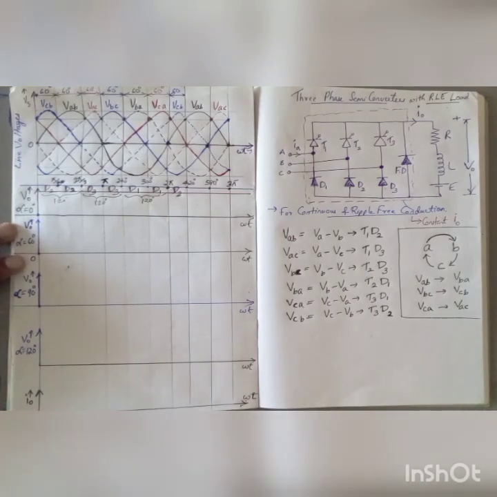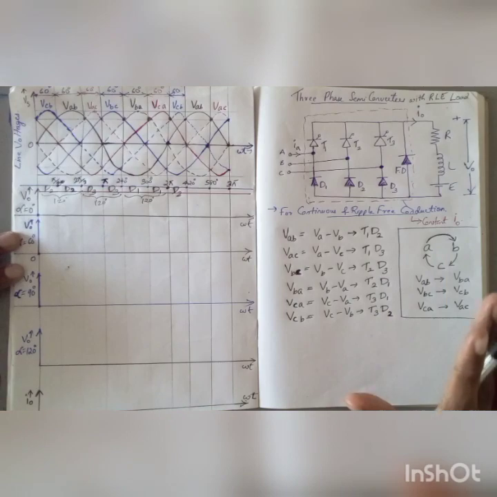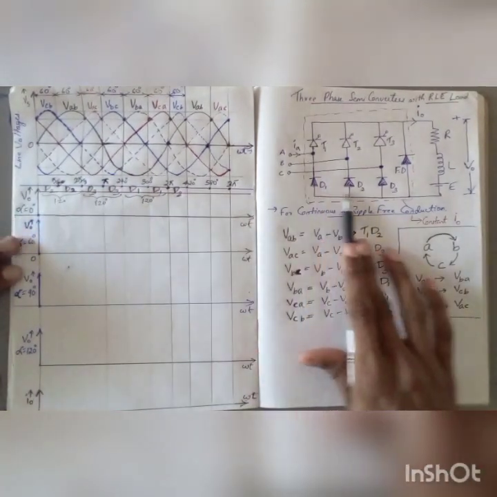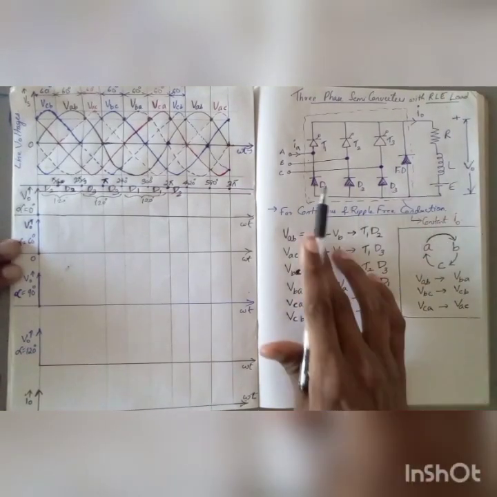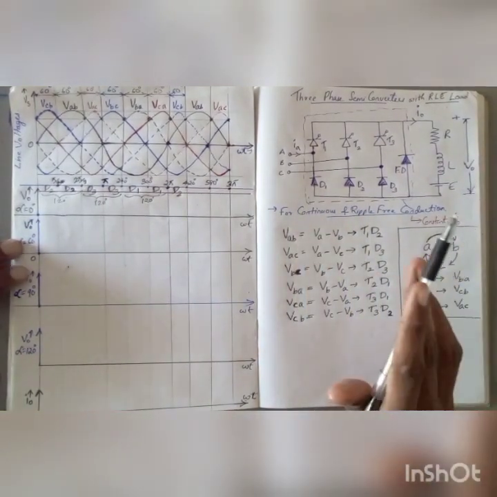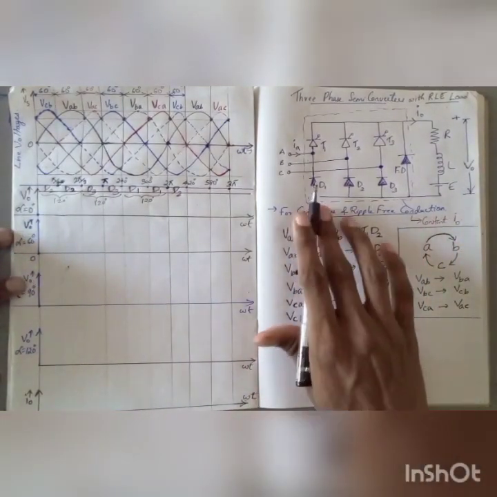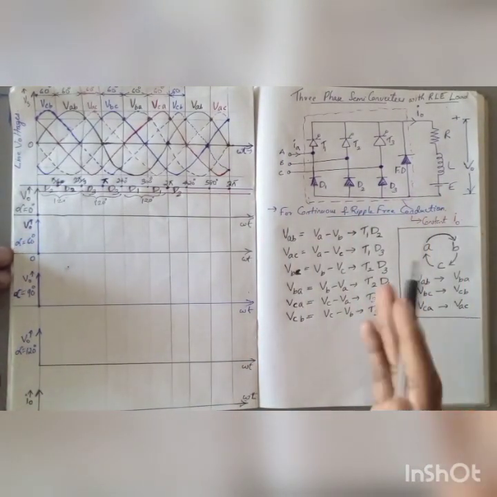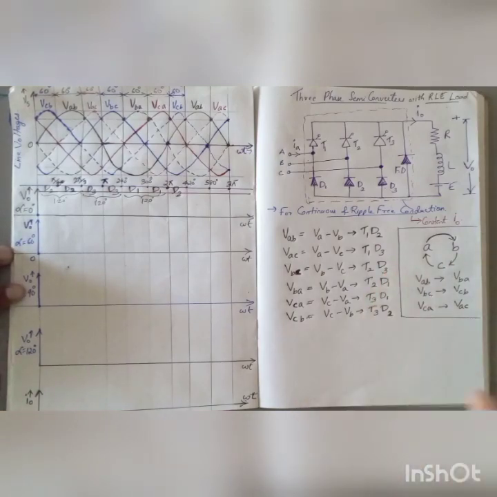Then let us have a look at the figure. This is the basic concept. During the negative half cycle, D1, D2, D3 will be conducting according to the voltage given to them. We need not trigger the diodes in the negative group. That is the most important point when compared to the three-phase full converter.